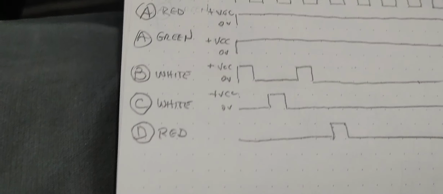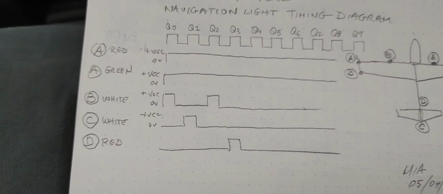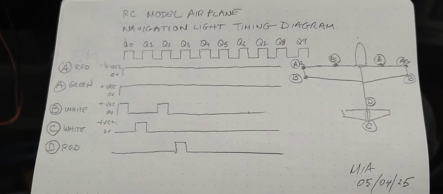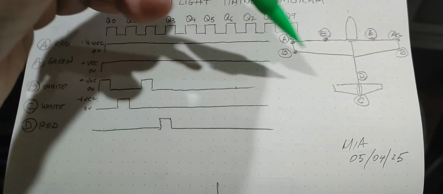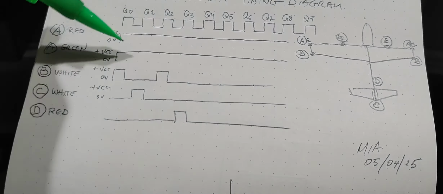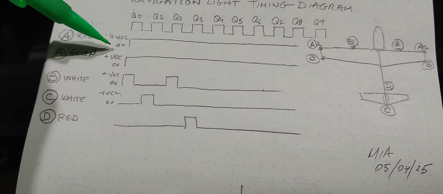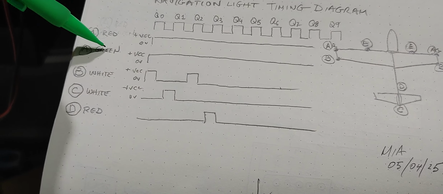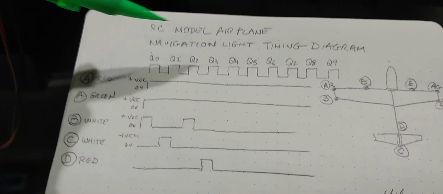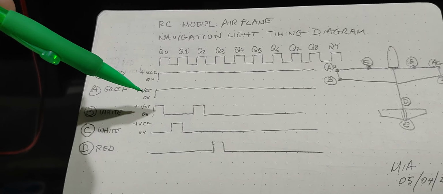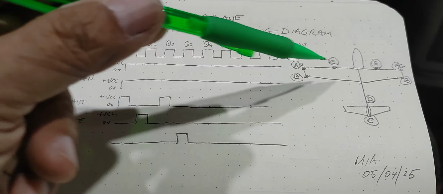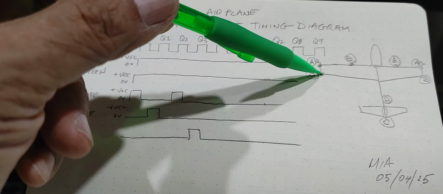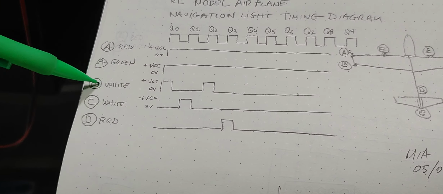So what we have is this timing diagram. Let me grab my pencil here. We have the A, which are the red and green. So red is on all the time, so I have this mark that's full on, and full on the green, plus VCC, in this case 4 volts DC. The B designation is for the strobes at the trailing edge of the wingtips.